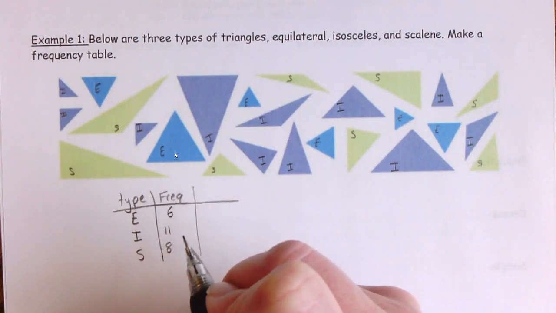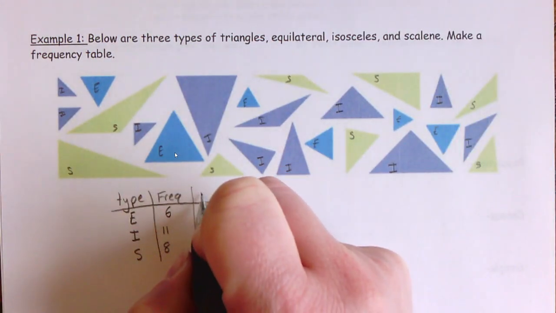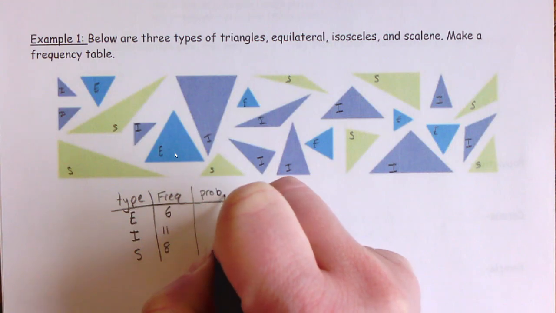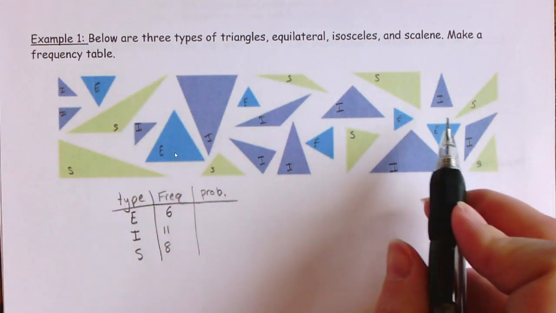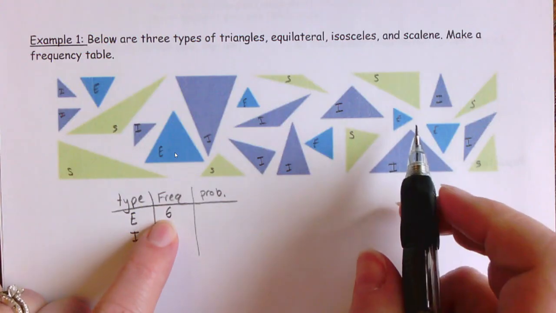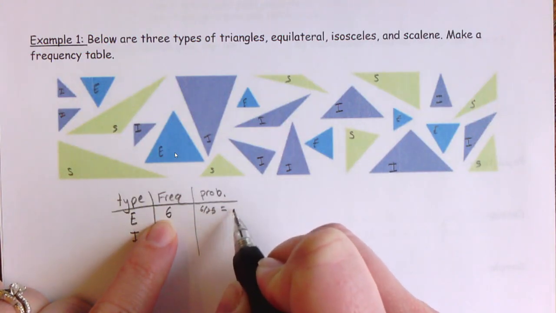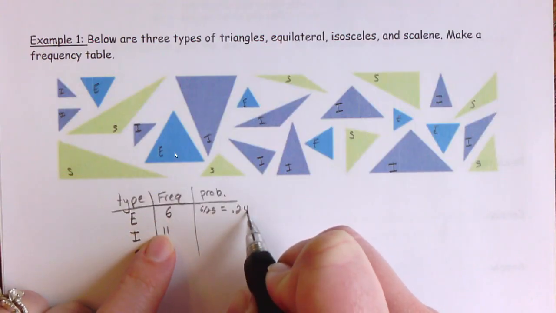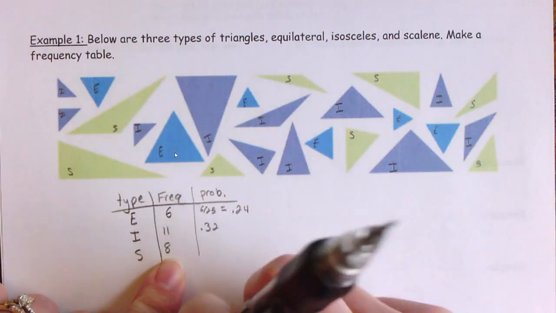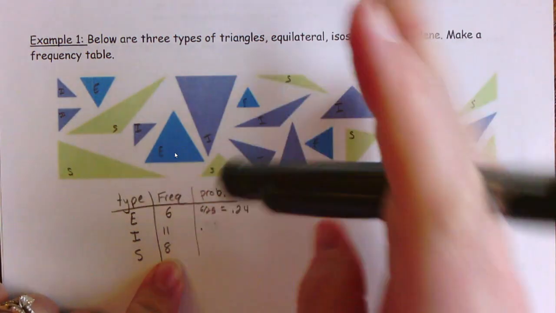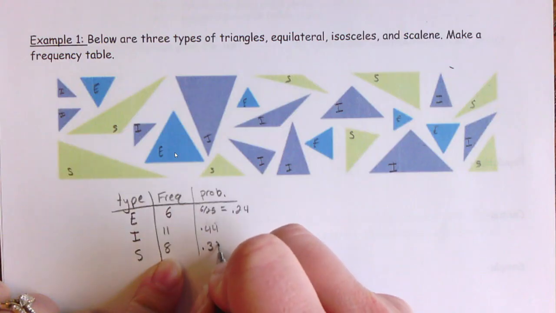Okay. If I wanted to continue with this, so this is a frequency table. If I wanted to make a probability distribution, I could find the probability. So if we add all these up, there's 25 triangles total. If I take 6 over 25, that will get me 0.24. 11 over 25 would get me 0.44. 8 over 25 will be 0.32.